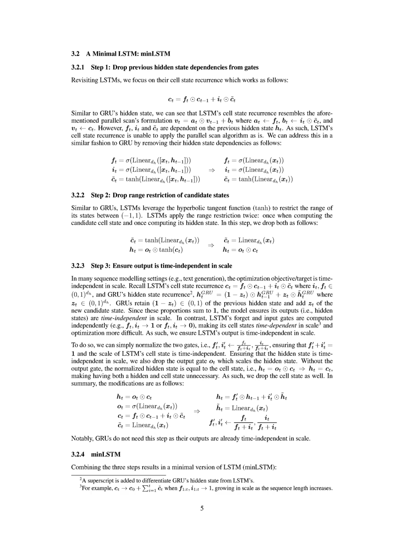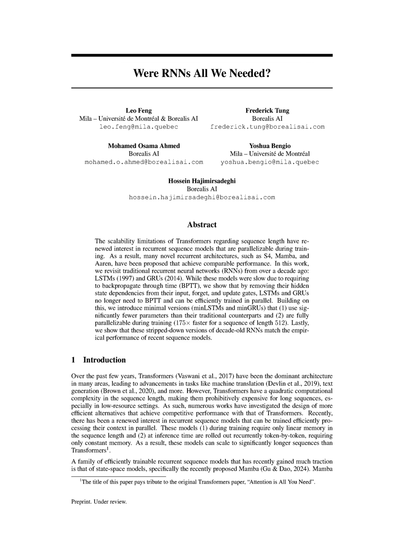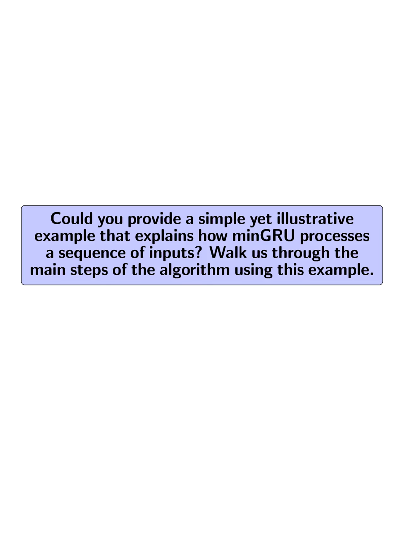minGRU is 175 times faster, and minLSTM is 235 times faster than their traditional counterparts, for a sequence length of 512 on a T4 GPU. This efficiency allows them to handle longer sequences effectively, contrasting with the linear training time required by traditional RNNs due to backpropagation through time. Could you provide a simple yet illustrative example that explains how minGRU processes a sequence of inputs? Walk us through the main steps of the algorithm using this example.